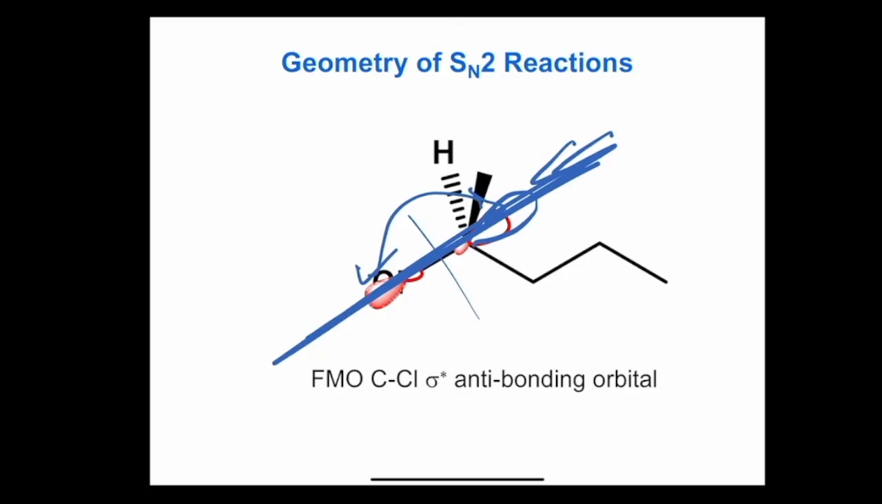It approaches from this center because that's the site where, if I add electrons, I weaken the carbon-chlorine bond. I don't strengthen it, because I'm adding electron density there.